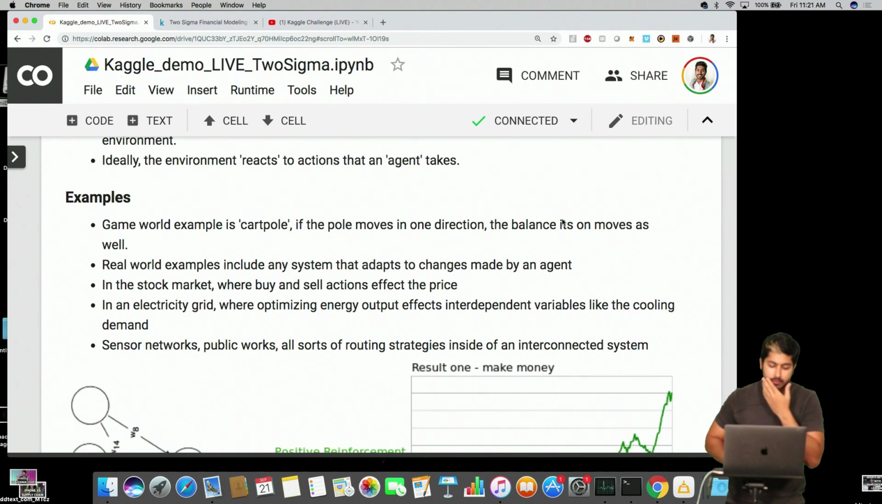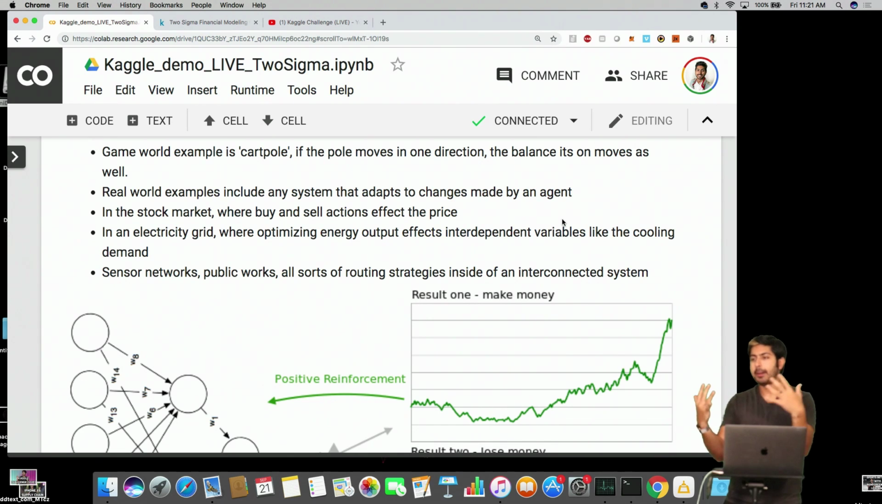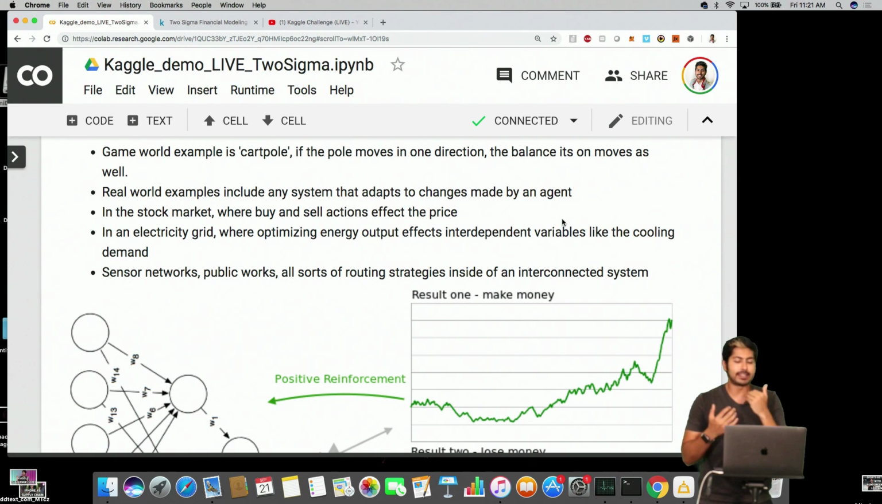What's another reactive environment? Electricity grids, sensor networks, interconnected routing grids of data, of connections, right? So any kind of system that adapts, an adaptive system that reacts to an agent interacting with that environment, is a use case for reinforcement learning. So a static data set is not necessarily a reinforcement learning scenario. So how do we solve this though?